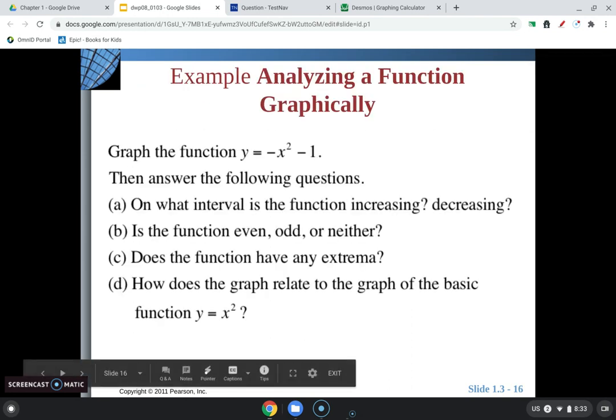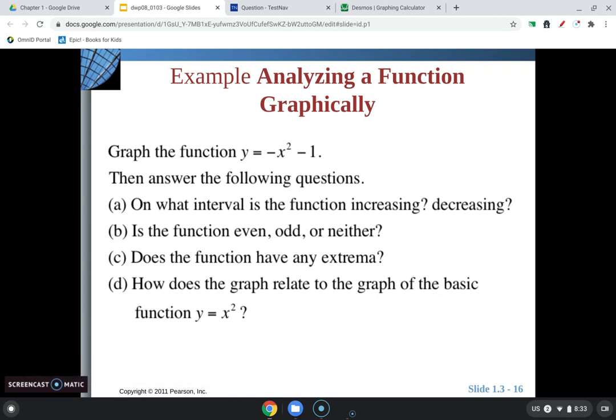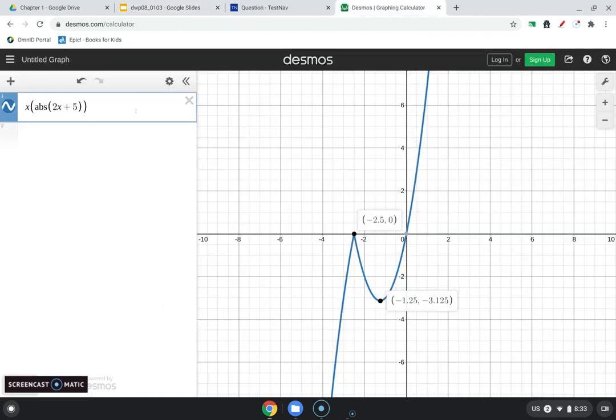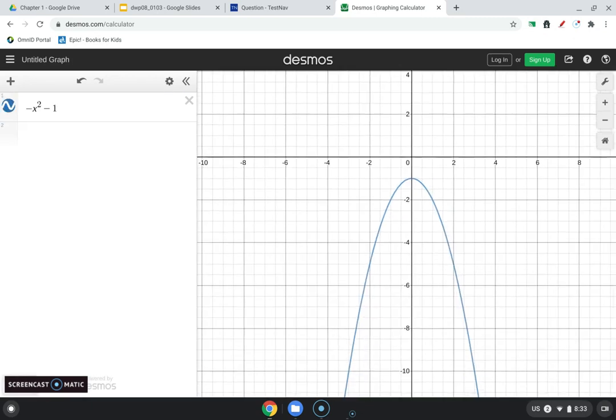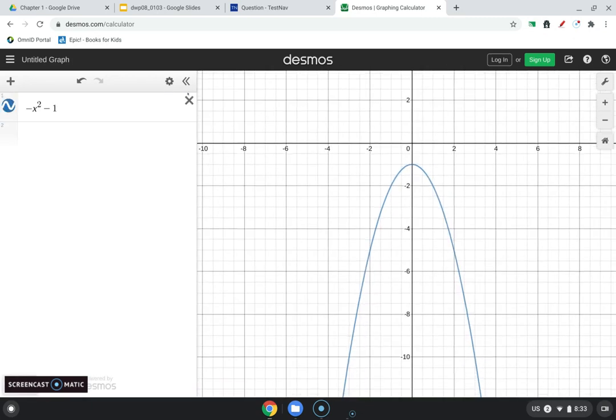All right. Graph the function negative x squared minus 1. Let's do it. Let's get our Desmos out here. We kind of know what it looks like, but let's try it. Negative x squared minus 1. Okay, so there you go. There's the function. You can see it down there. Let's pull that up a little bit. There's your function.